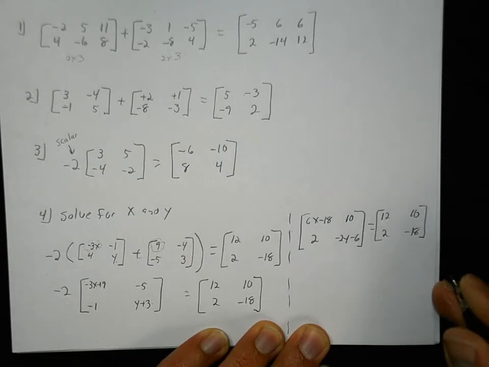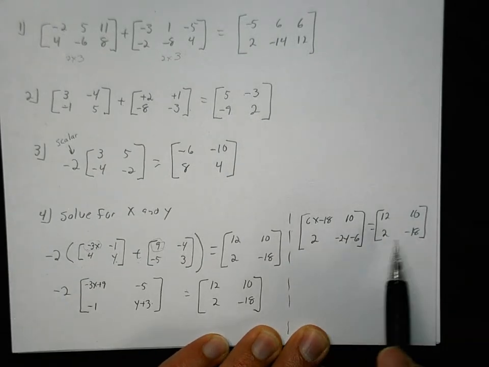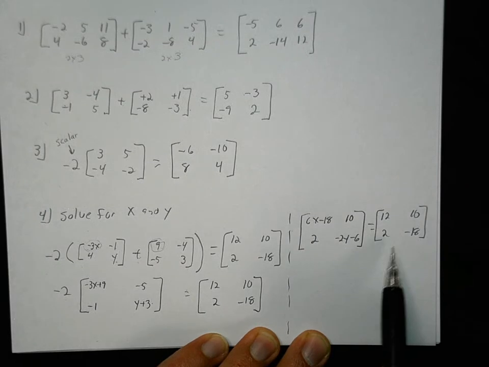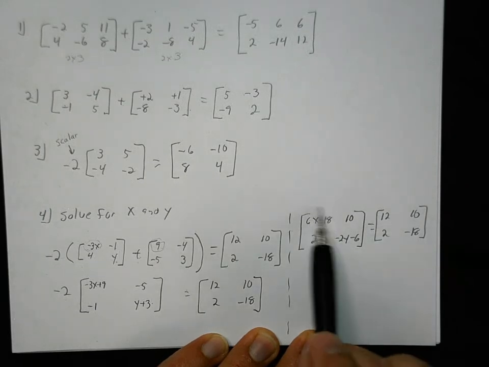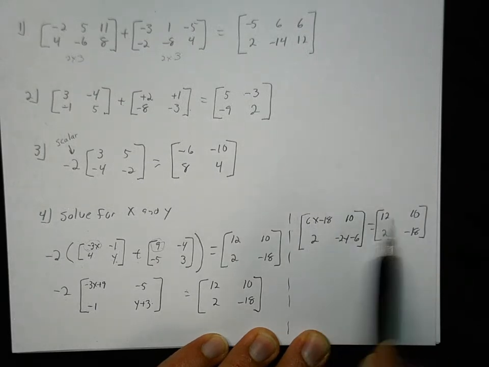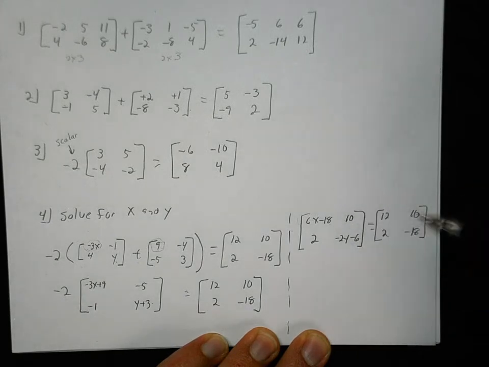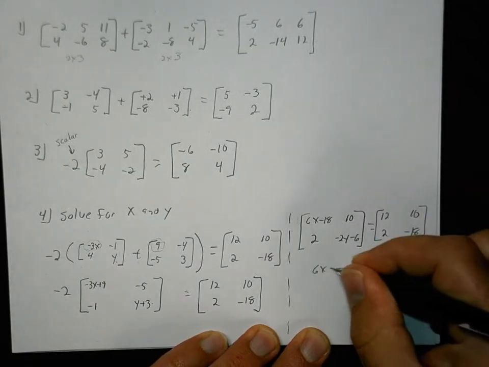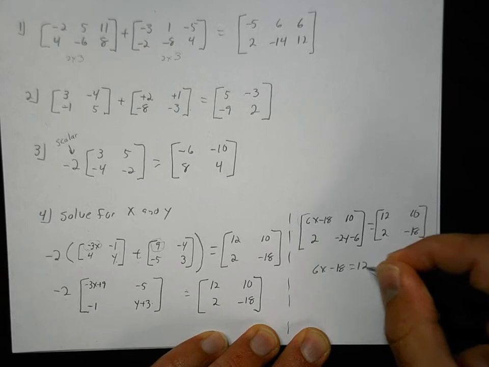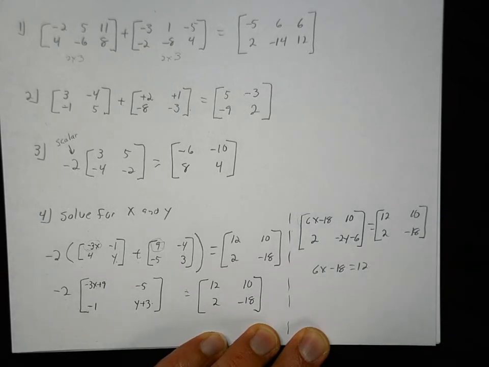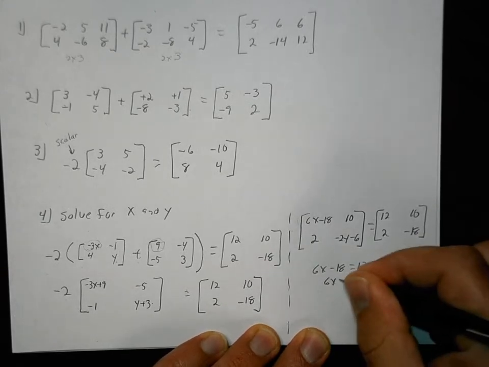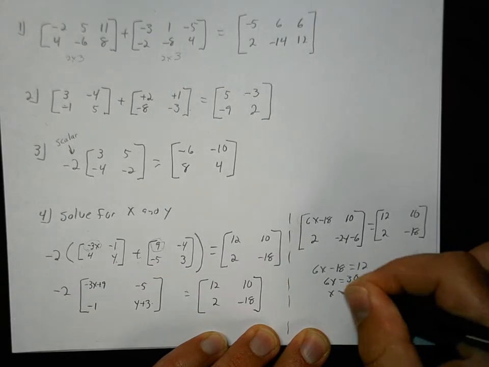Okay, so finally, once I get it to this point, when I have two equivalent matrices, all I have to do is set the element in this matrix equal to the element in the other matrix and solve. So 6x minus 18 has to be equal 12. Then I just solve for x there. So we get 6x equals 30, so x equals 5.